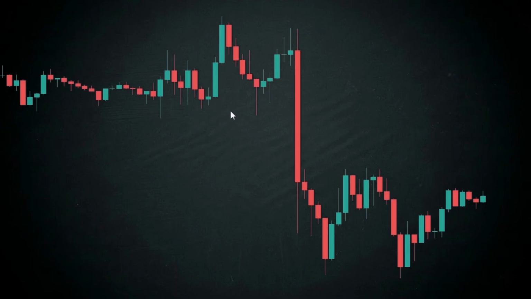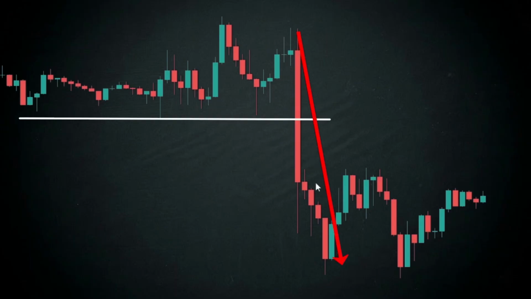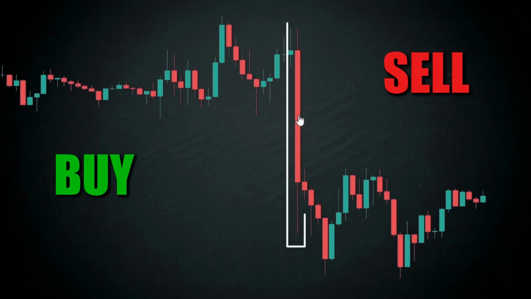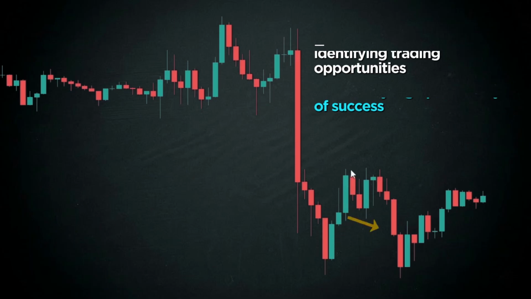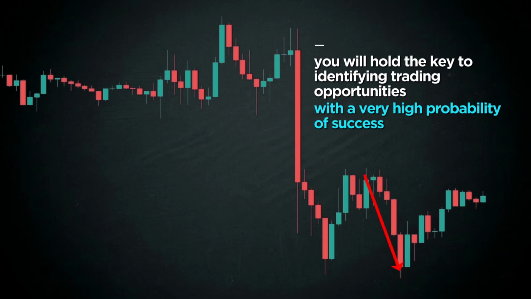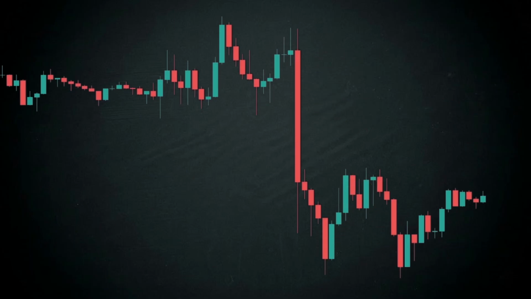Today, we have an extremely practical guide. What is the ultimate goal here? It is to turn dry, messy chart data into a crystal clear story about the battle between buyers and sellers. Once you can truly read that story, you will hold the key to identifying trading opportunities with a very high probability of success. Let's get started.